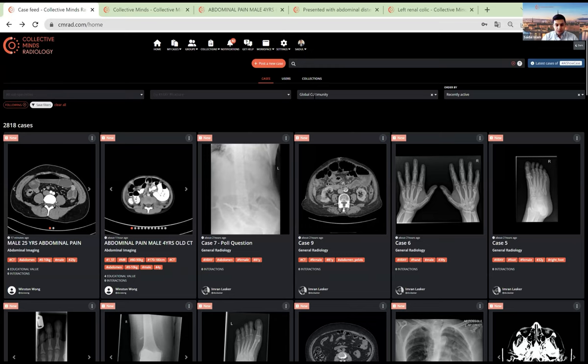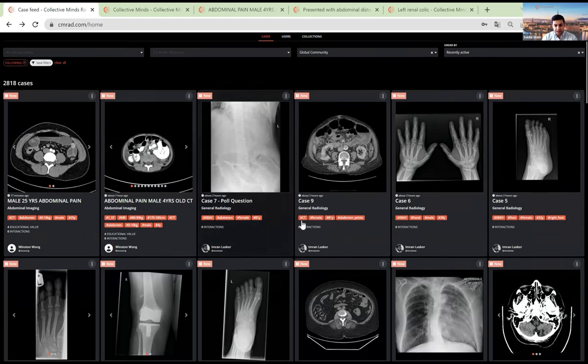Once you log in, you're going to see something that looks like this, which is the global community that consists of 13,000 medical imaging professionals. It's also where you'll find today's cases, uploaded right here from Imran, as you can see on the screen.